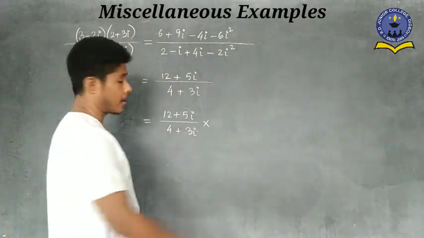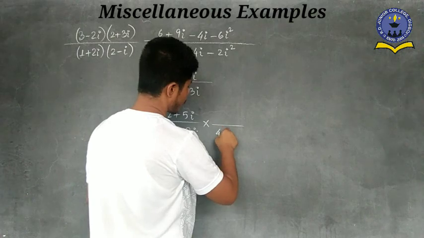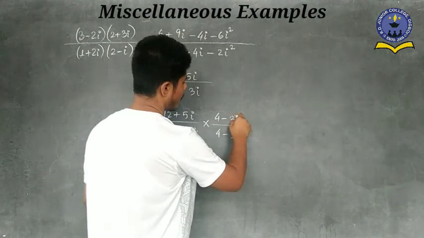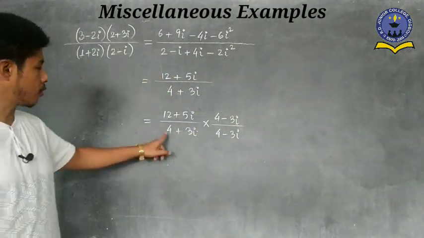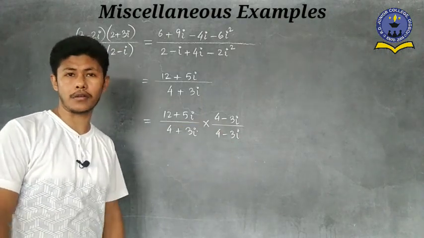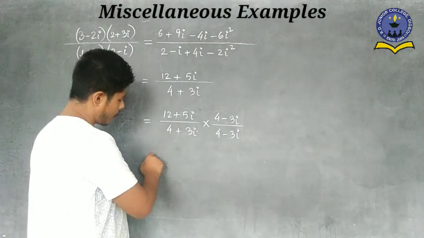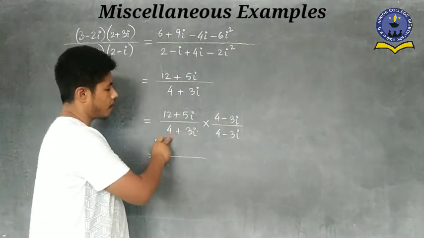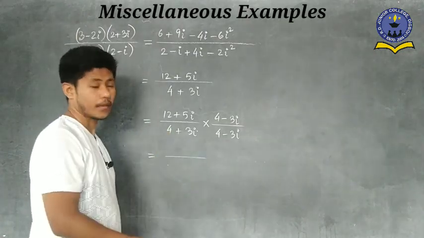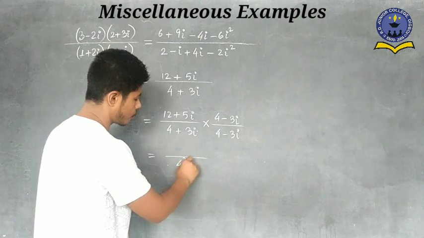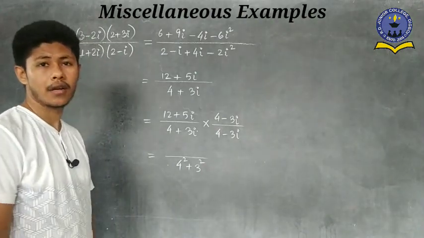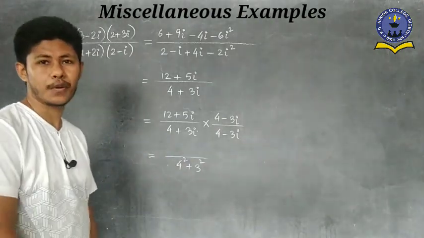Now we multiply by the conjugate. In the denominator we write 4 minus 3i, and in the numerator also we write 4 minus 3i to balance the result. Is it clear? Now if you multiply these two, it is of the form a plus b, a minus b, so for complex numbers the result is a squared plus b squared. So this is 4 squared, and b is 3, so 4 squared plus 3 squared. Is it clear? So a squared plus b squared in the case of complex numbers.